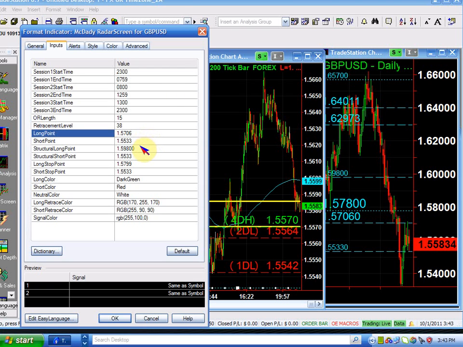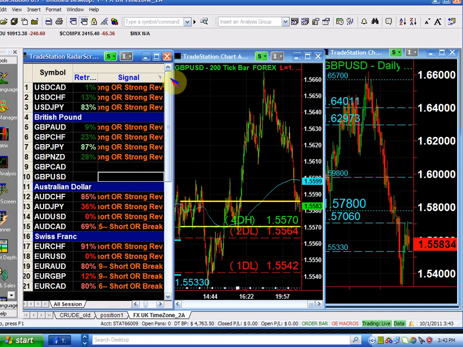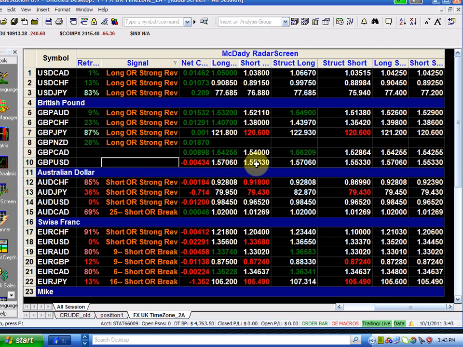I want to take it above the structure, and it's also going to be my stop. All right. So the pound dollar, we're going to be buying the pound above the 157.06, which is going to be my long point and my structure long, and I'm going to be selling the pound below the 155.33, which is going to be my short point and my structural short, and I will use that as my stop on both.